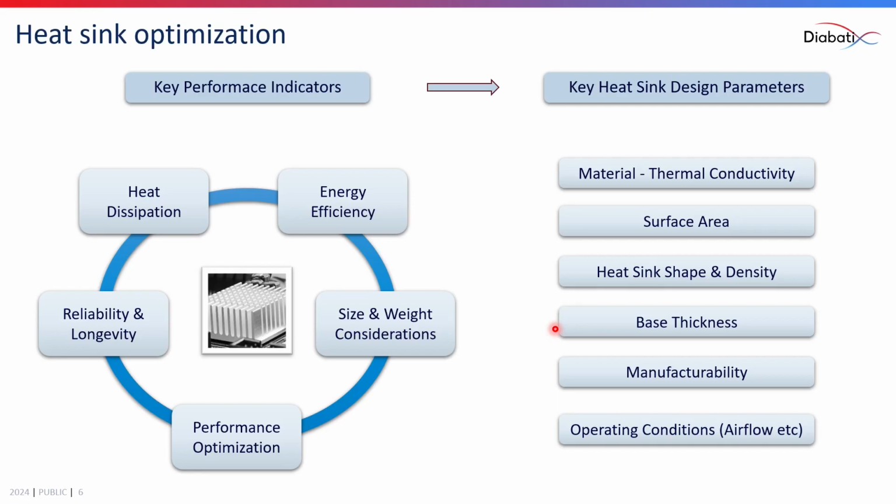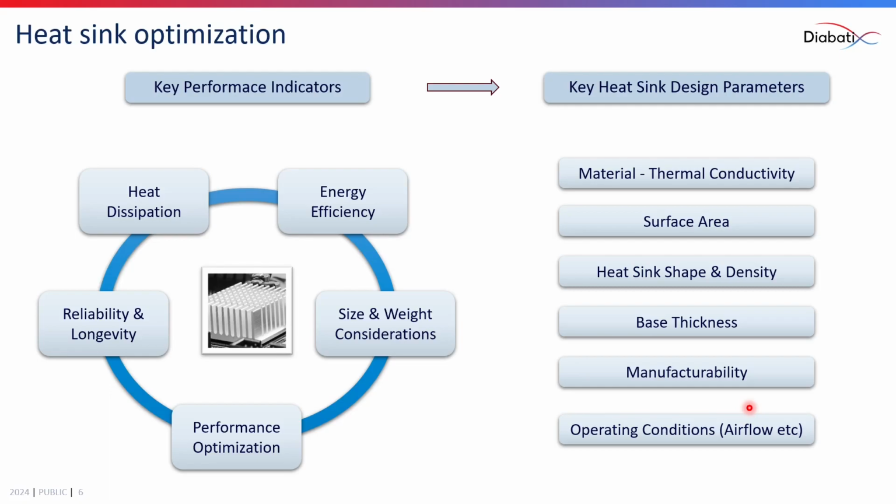The reliability, longevity, and all of these key performance indicators get translated into design parameters. So for example, what material to use for the heatsink, what is the surface area, what is the packing density, what is the base thickness, what is the manufacturability, and what are the operating conditions. What if I tell you that ColdStream can account for every single aspect of the design parameters? You can use the ColdStream platform to account for all of these different design parameters, and at the end of the entire exercise, ColdStream will itself tell you the best combination that can be used for the heatsink. And this is exactly what we do when we say that we are generating smart algorithms for design engineers.